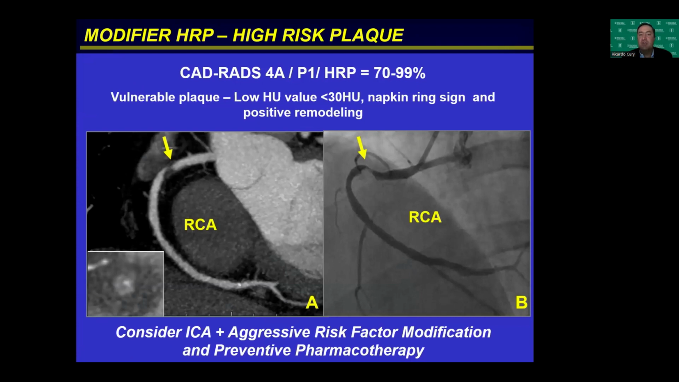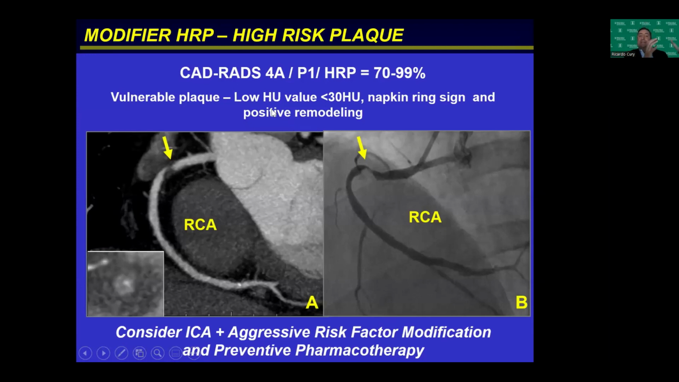And this is one other illustration just to show a case of HRP. Severe stenosis in the proximal RCA will be 4A. In this case, there was just that main plaque, but the P1, because there was just mild plaque burden, we counted the total plaque burden in the coronary, and you had HRP, you had the napkin ring sign, you had positive remodeling and low Hounsfield unit, so a high-risk plaque.